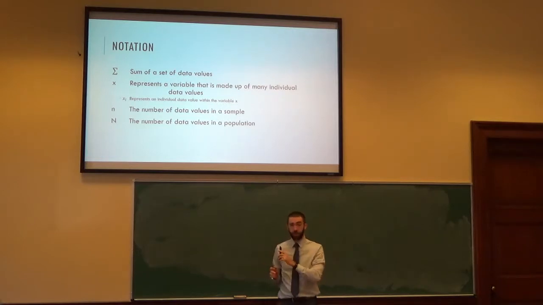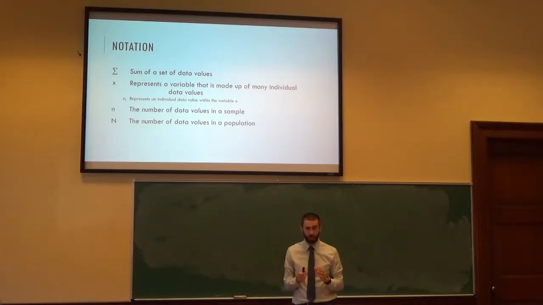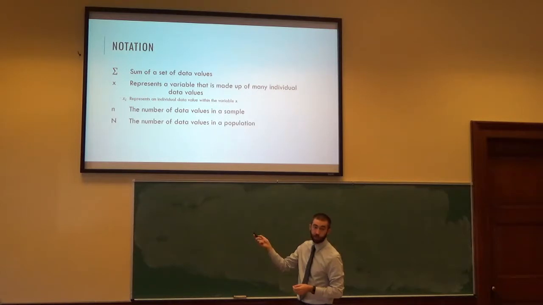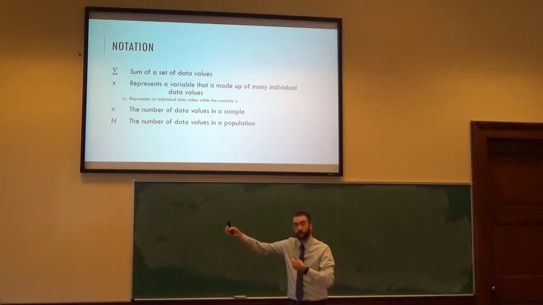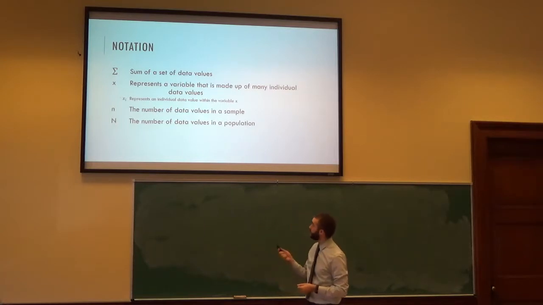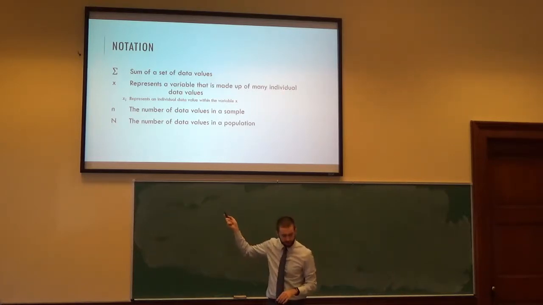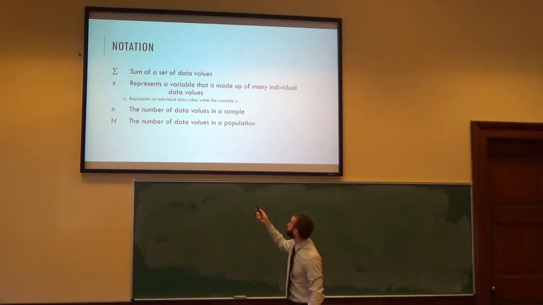Throughout this lecture, we're going to use some notations very common in math and very common in statistics. The first one is the sum. The sum notation. It's this capital Greek letter sigma. That means the sum. It's the sum of a number of different elements in the data set. I'll illustrate that in just a second. X represents a variable that is made up of many individual data values. I'll demonstrate this in just a moment as well.